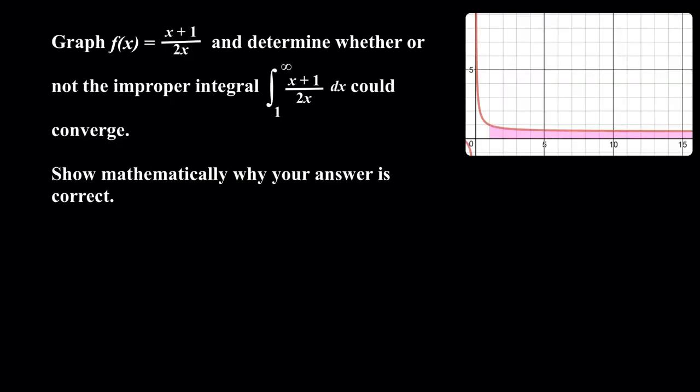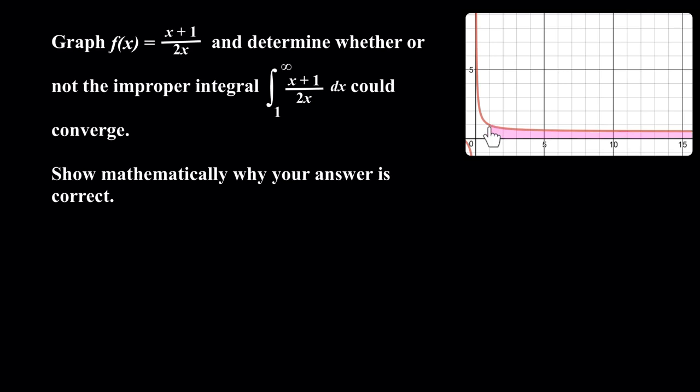All right, so let's take a look at our next problem, which says that we need to graph f of x equals x plus 1 over 2x. So this is our graph of x plus 1 over 2x, and determine whether or not the improper integral could converge. Show mathematically why your answer is correct. So the very first thing that we need to look at is, does our function approach 0? And the answer to that is no.